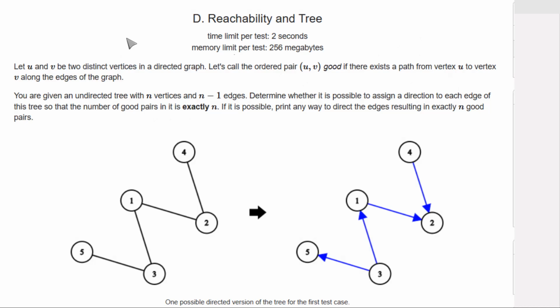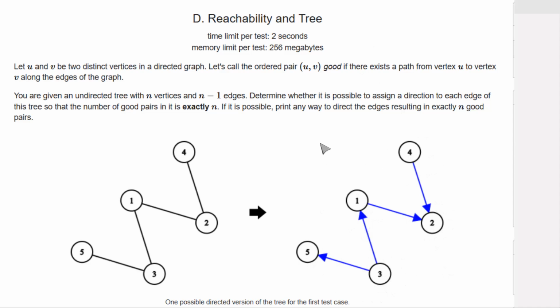For example, in the chart below, we have a tree of 5 vertices and 4 edges. And the solution, given in the blue lines, presents 5 good pairs, which are respectively 3 to 5, 3 to 1, 1 to 2, 4 to 2, and the last one, 3 to 2, because there's a path from 3 to 1 and then to 2. So 5 good pairs in total.